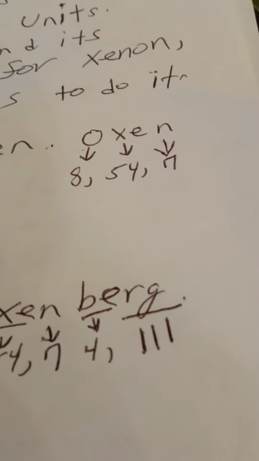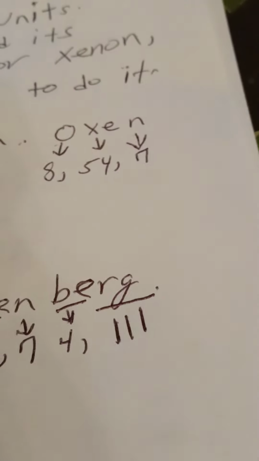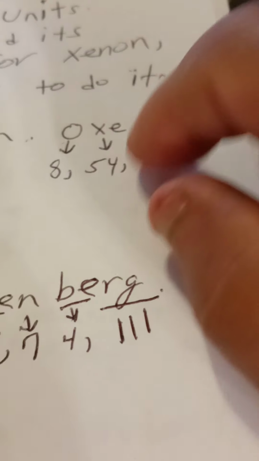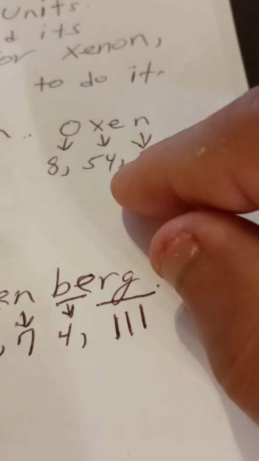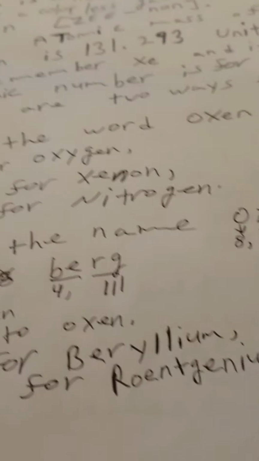Now, there are ways to remember this. We all know that Xe means Xenon. But how do we remember this? We have words that you can use. You can use the word oxen, O-X-E-N. You have the Xenon right here in the middle, Xe, capital X, small e, which is Xenon.